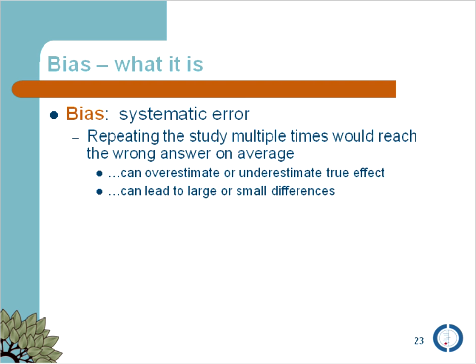And so what is bias? In essence, it's systematic error. The idea is if you were to repeat the same study with the way that they've designed it, their methods, multiple times, you would reach the same wrong answer on average. This can lead to overestimating the treatment effect, or underestimating the true effect, and it can lead to large or small differences.